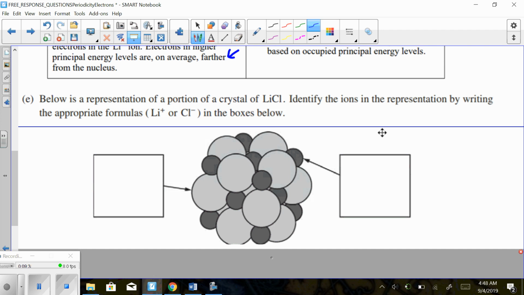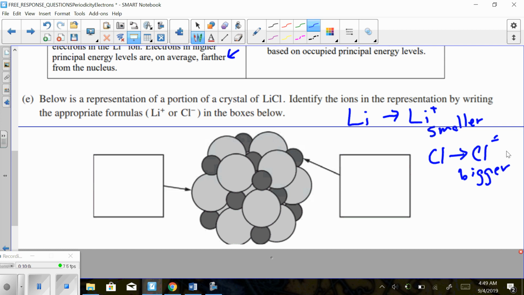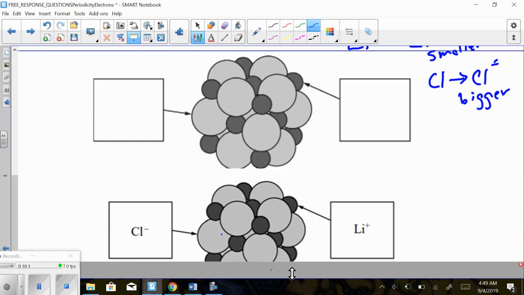And so if we had just the atoms, we could probably figure something out. But let's look at lithium. When lithium becomes lithium ion, it loses an electron and it becomes smaller. The opposite is true from chlorine going to chloride ion. It gains an electron, so it becomes bigger. And so if you had this in your table, you were right. The bigger one is the chloride ion, the smaller one is the lithium ion.